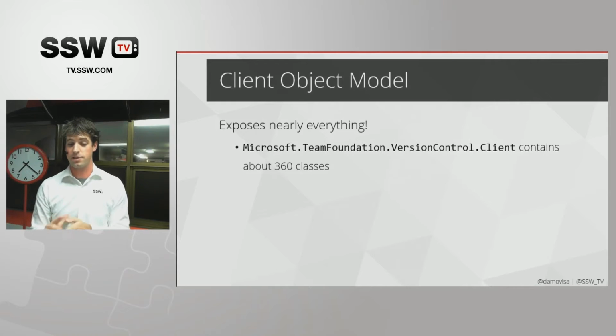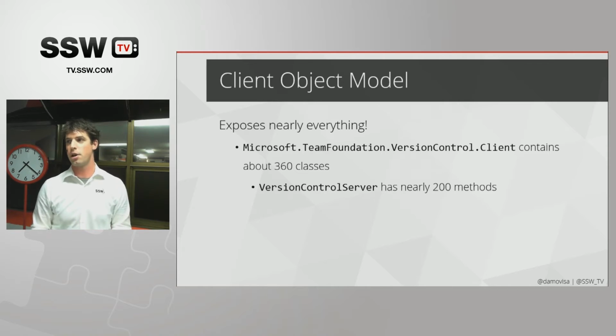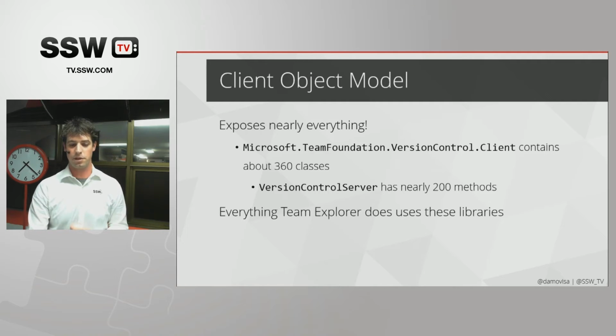It exposes nearly everything. So that version control client that we access there, that assembly contains about 360 classes. And in one of those classes, the one that we use, the version control server, there's about 200 methods. So that may not say fantastic things for the single responsibility principle, but it gives you an idea of the scope of what is made available to you. So we've got 200 methods on one of 360 classes in one of a few dozen assemblies that they make available. So pretty much everything is made available to you. And remember, everything Team Explorer does uses these libraries. So if Team Explorer can do it, you can do it in code.